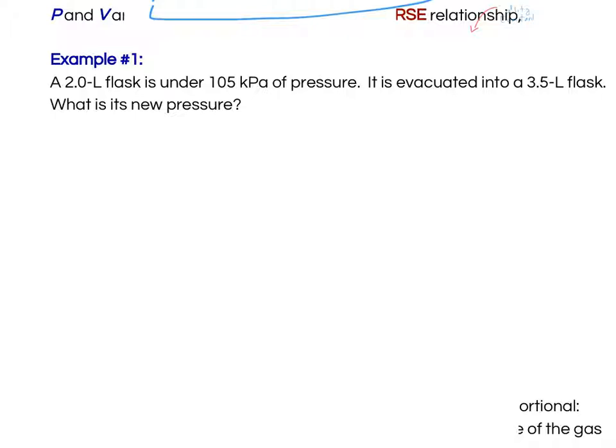All right, let's look at a first example. The first example says a 2-liter flask is under 105 kilopascals of pressure. It is evacuated into a 3.5-liter flask. What is the new pressure? It's important to mention here that in the formula we just developed, we want to ensure that our units for pressure are kilopascals. In this question we're fortunate because they are giving us our units of pressure in kilopascals.